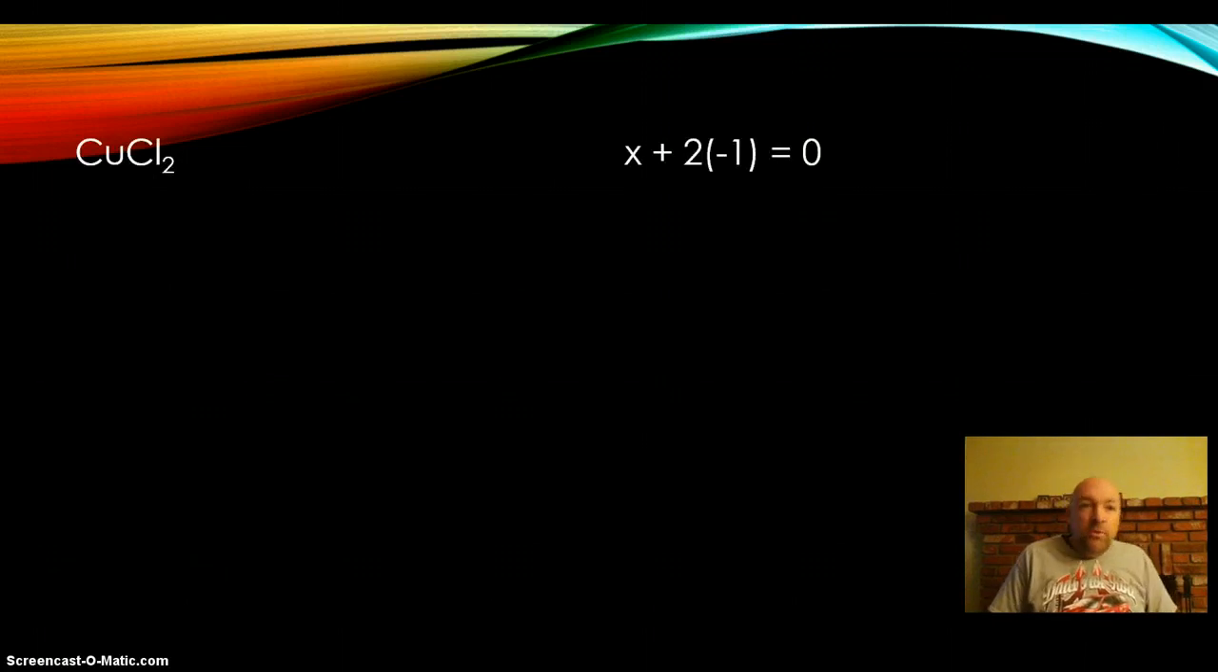So let's take this right here. We have copper and chlorine bonded together, CuCl2. And we know that we're going to name the metal first, and then the nonmetal, we're going to drop the ending and add IDE, so copper chloride.